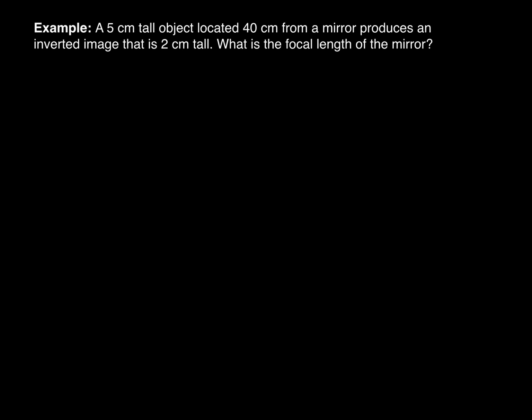First example, a 5 centimeter tall object located 40 centimeters from a mirror produces an inverted image that is 2 centimeters tall. What is the focal length of the mirror? Before we solve these curved mirror questions, it's best to make a prediction. We know the possible image attributes for a curved mirror are SNERBURNOLOVE if it's a concave mirror, and SUV if it's a convex mirror.